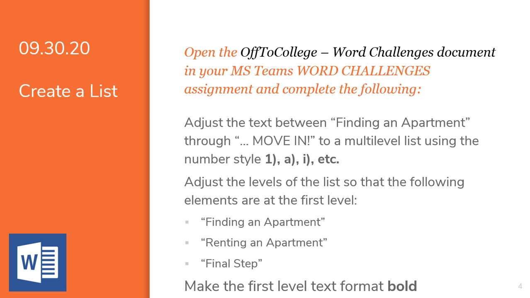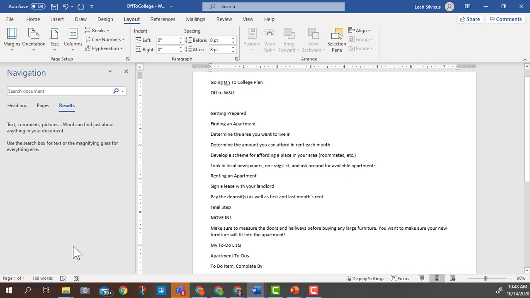My next task was to adjust the text between finding an apartment through the words move in into a multi-level list, which means it's going to have multiple levels. So you have sub-bullets and main bullets for the style 1 parenthesis, A parenthesis, I parenthesis. So what I'm going to do is first find that text, and it's right here on the first page, finding an apartment through the words move in. I'm going to select those.